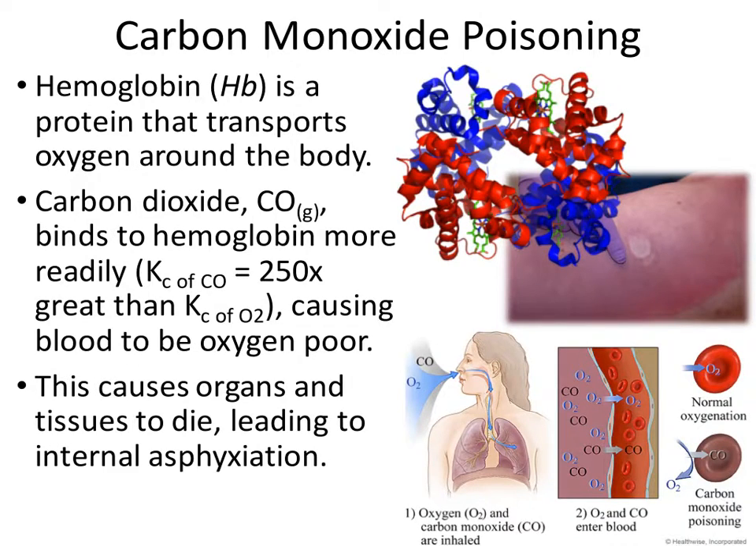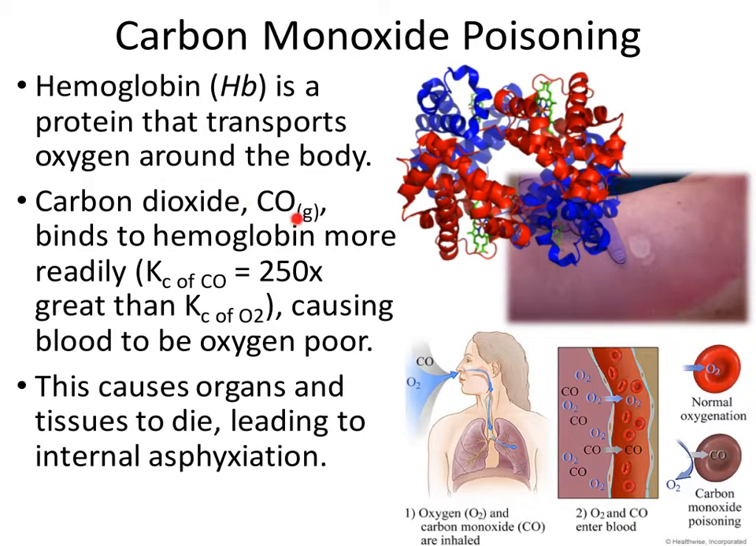Another point where we see equilibrium is in carbon monoxide poisoning. Hemoglobin, which is this protein over here, has 4 binding sites for oxygen, and we rely on it to transport oxygen all around our body. Again, we get oxygen through our lungs, and here we have our gas exchange between our lungs and our little capillaries, as we can see over here. So oxygen gets into our blood, and it's transported into our tissues and our organs through hemoglobin.